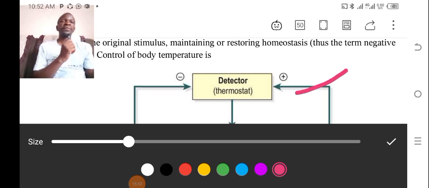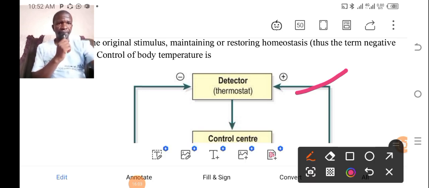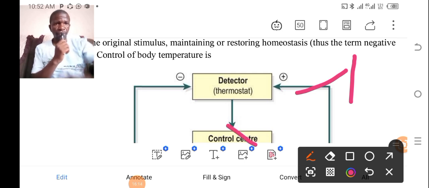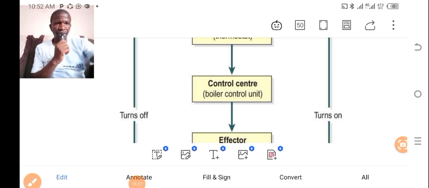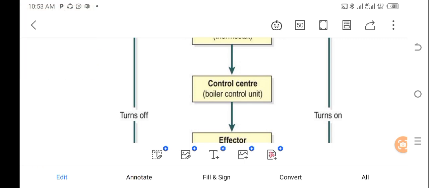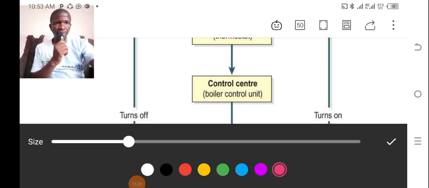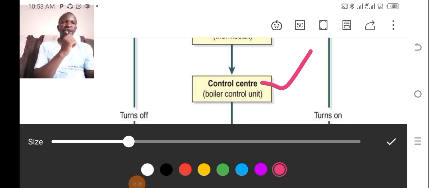This is our detector, right? Which is the thermostat in this case. I think you have seen that. So what is going to happen? The detector now is going to send information to the control center. The information from the detector is going to be taken to the control center, which is here.